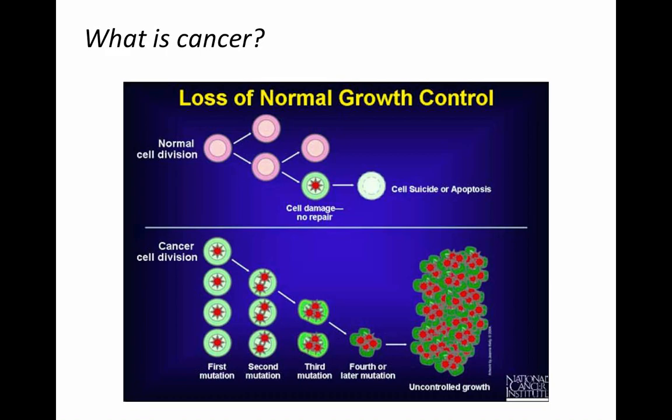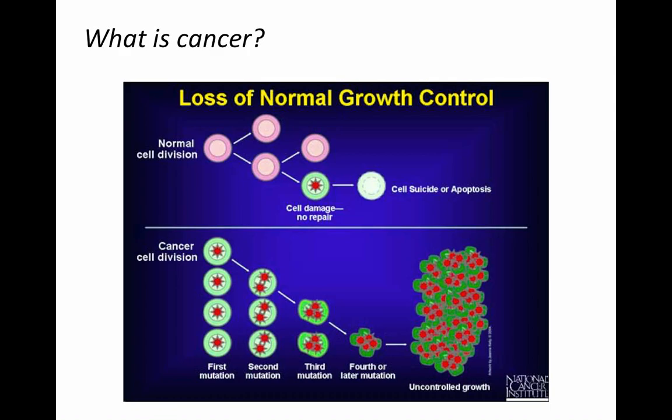Unfortunately, sometimes the cells don't self-destruct. They go on to divide again. This creates more and more bad cells. The growth of these cells becomes totally uncontrolled. When this happens, it can be very dangerous for the body. This is what cancer is. And this is what can happen if you're exposed to nuclear radiation.